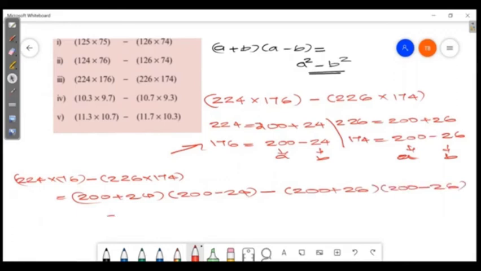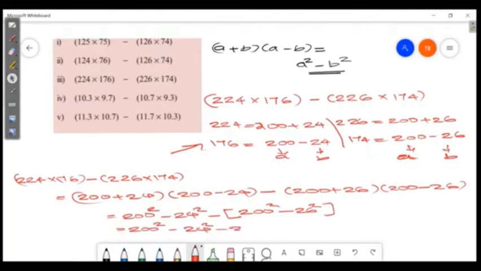a plus b into a minus b. So we can write that first product as a square minus b square, that is 200 square minus 24 square, minus the second one, 200 square minus 26 square. Next, opening the bracket, the expression becomes 200 square minus 24 square minus 200 square plus 26 square. 200 square cancels, so the remaining term is 26 square minus 24 square, which is equal to 100.